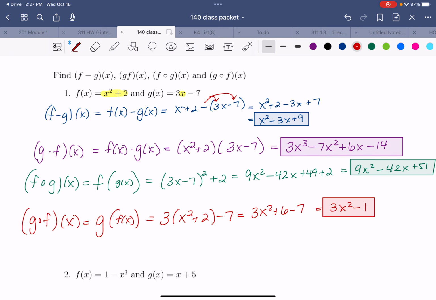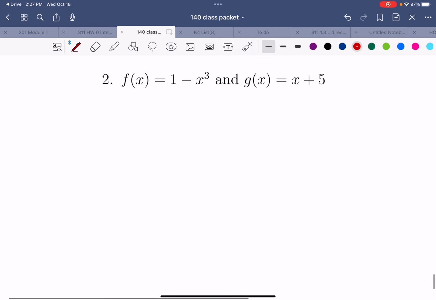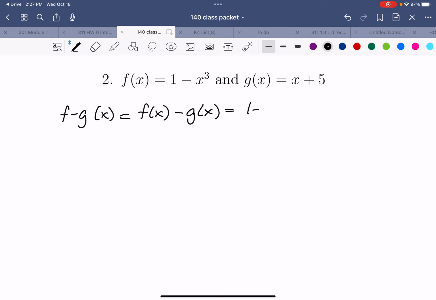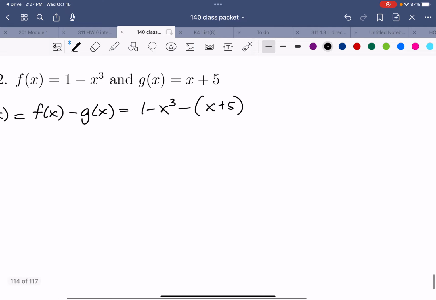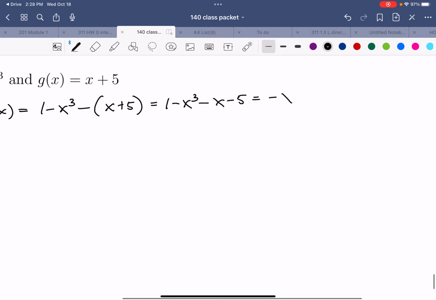We're going to do this a couple more times. All right. Number 2, we are going to subtract f minus g. So f minus g of x is f of x minus g of x. So we're taking 1 minus x cubed and subtracting x plus 5, keep it in parentheses. And that's 1 minus x cubed minus x minus 5, or negative x cubed minus x, and then the 1 and negative 5 together is negative 4.